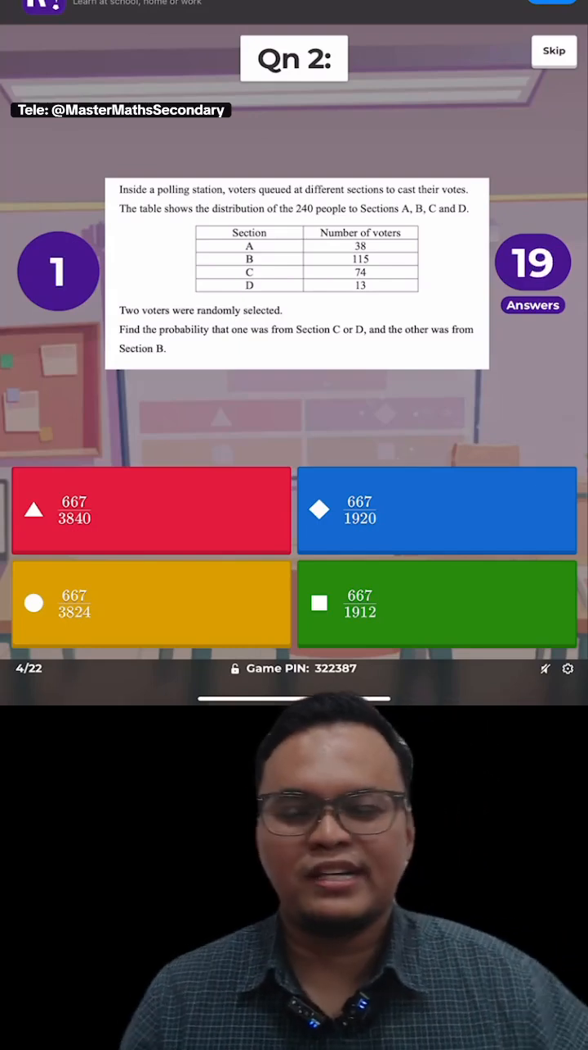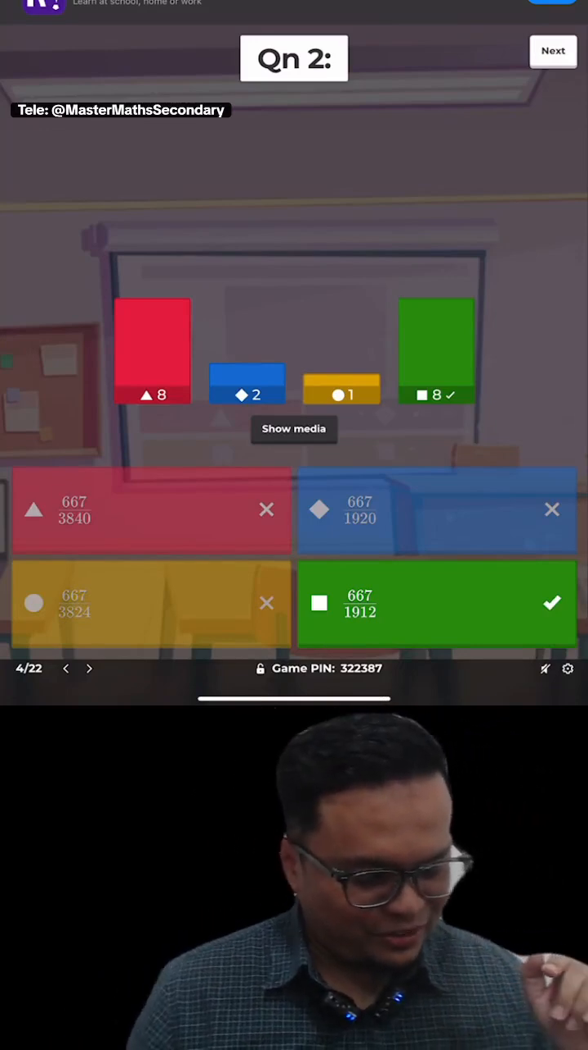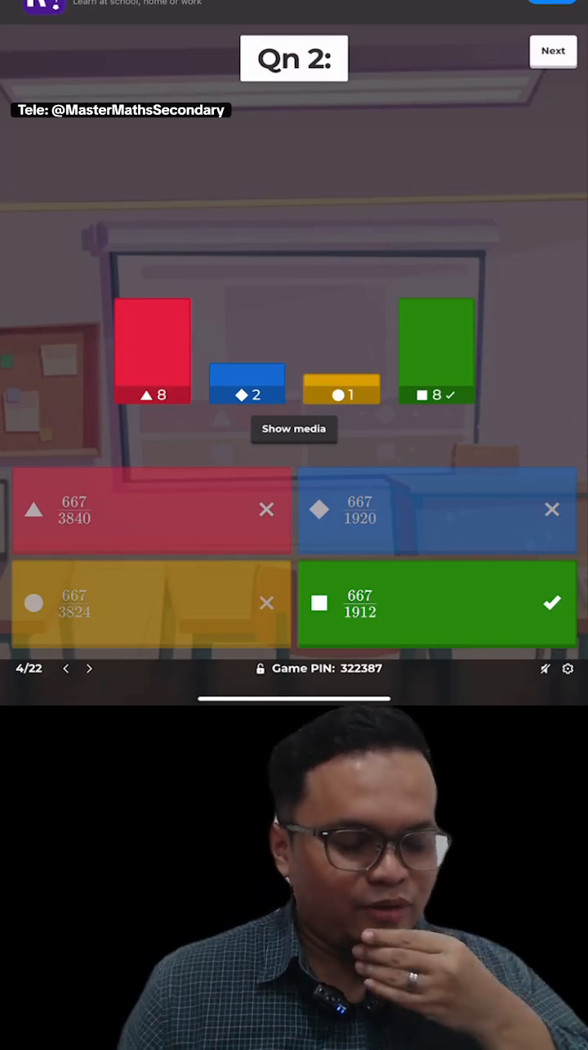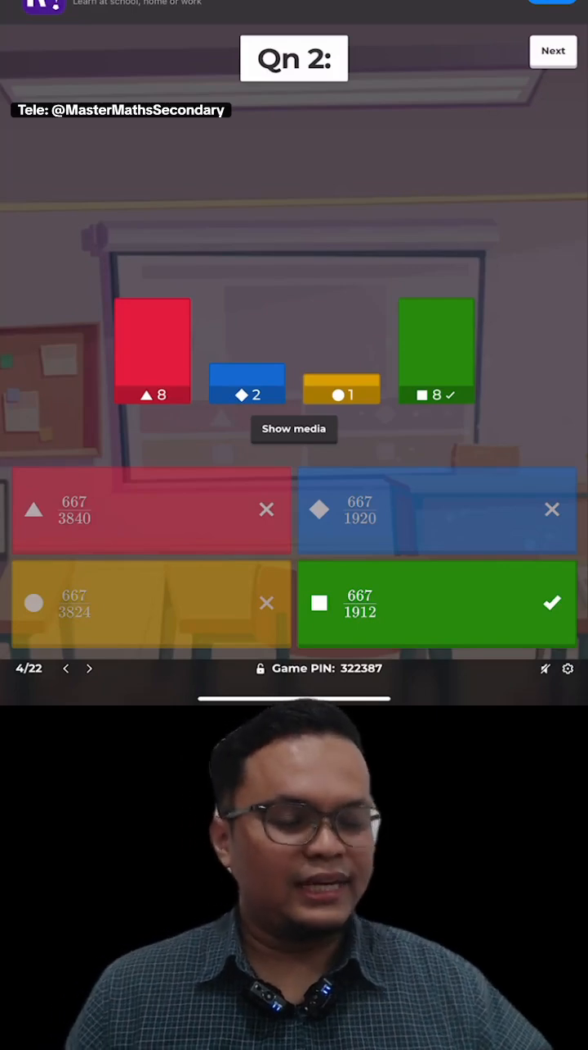And today's prize is special. Wow, this one not many of you got this right. So the green one, the correct answer is the green one, 667 over 1912. Let's take a look how this is done.